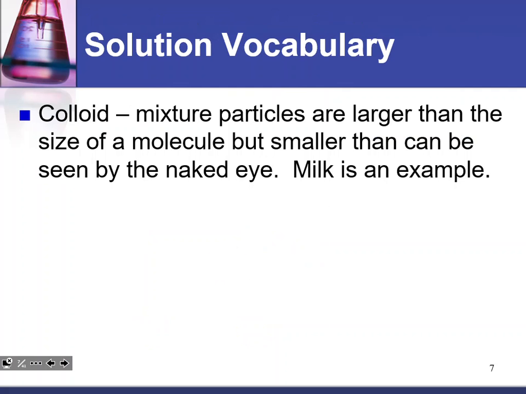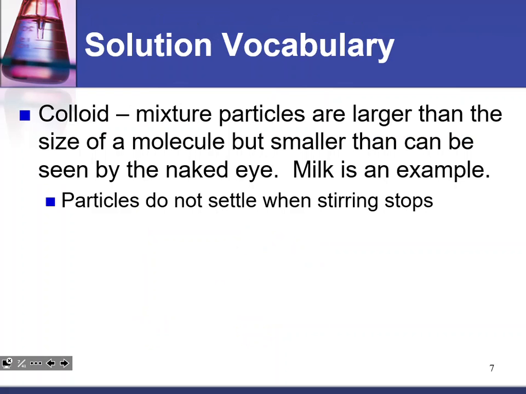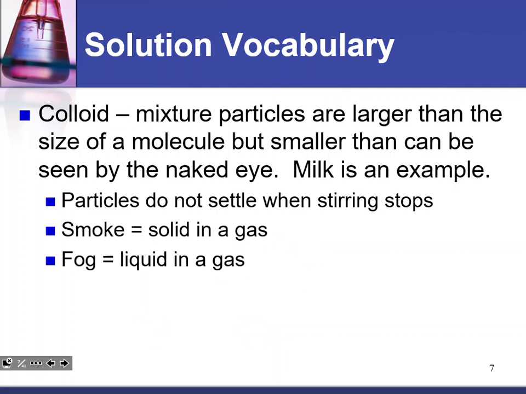But that also makes milk look opaque. It looks like you can't see through it. It's not transparent because those larger particles are suspended throughout all the liquid. They stay and they don't fall to the bottom. Other examples, because they do not settle when the stirring stops: smoke, okay, that's another example of a colloid. You can actually see the particles, but it's kind of staying in its big cloud unless wind comes along and takes it away. Fog is another example of a colloid.